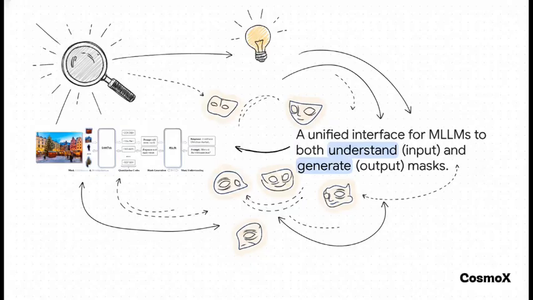A normal language model can now use these special mask words to understand a region you point out, or it can generate its own mask words to show you what it's talking about. It's this single, clean interface for both reading and writing these pixel-perfect shapes.